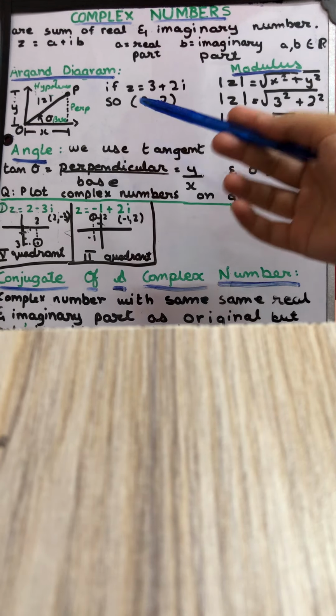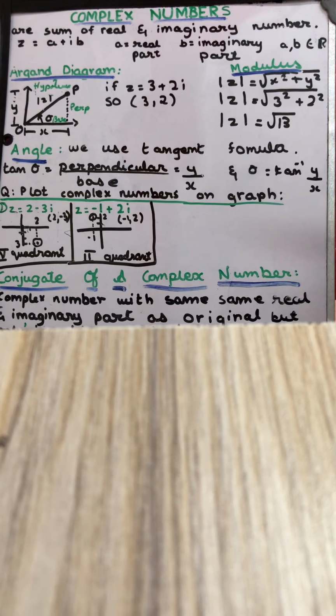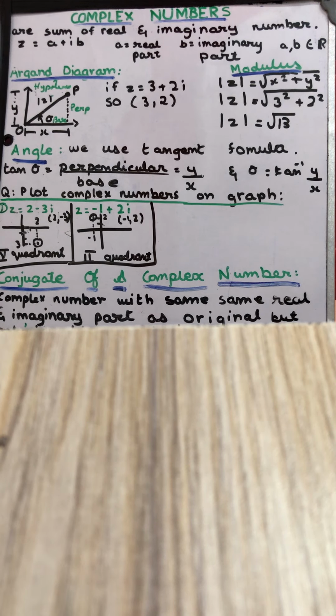So suppose 3 and 2 are the real and imaginary parts. So we can easily find the modulus. Under root 3 square plus 2 square, which gives us 9 plus 4, that is equal to 13, so the modulus is under root 13. Now let's talk about the angle. How to find the angle?